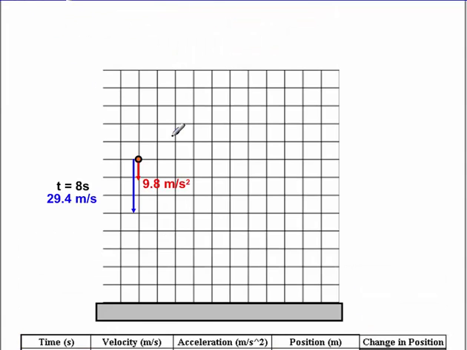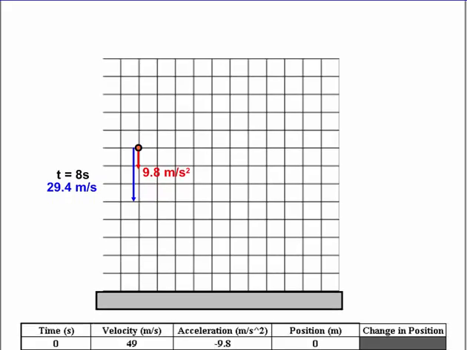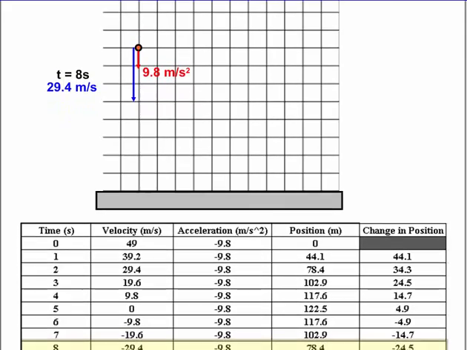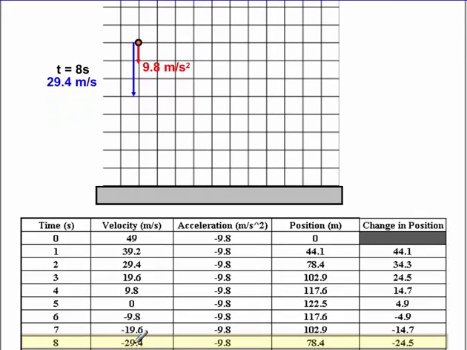At t is equal to 8, my velocity has increased to 29.4, going in the negative y direction. Go back to the table. At t is equal to 8, negative 29.4 meters per second is my velocity. My acceleration is still the same, negative 9.8 meters per second squared. My position here is 78.4, which is the same position I had when t is equal to 2, and my change in position is negative 24.5. And you notice that you're seeing similarities between these, just in different directions, that's all.